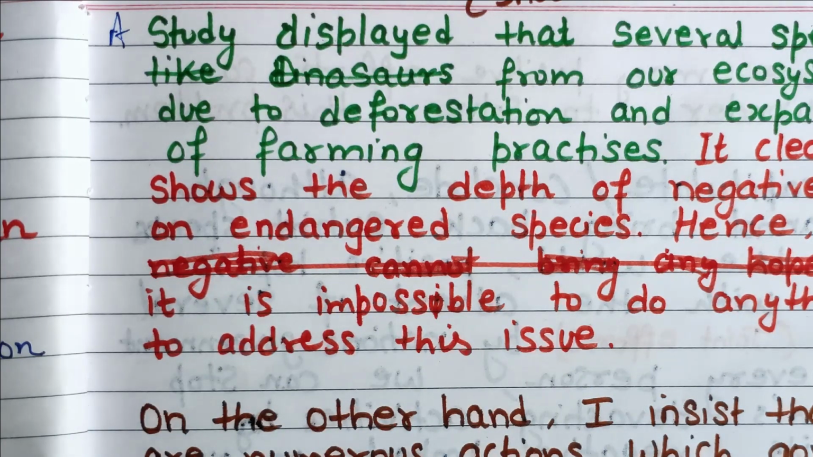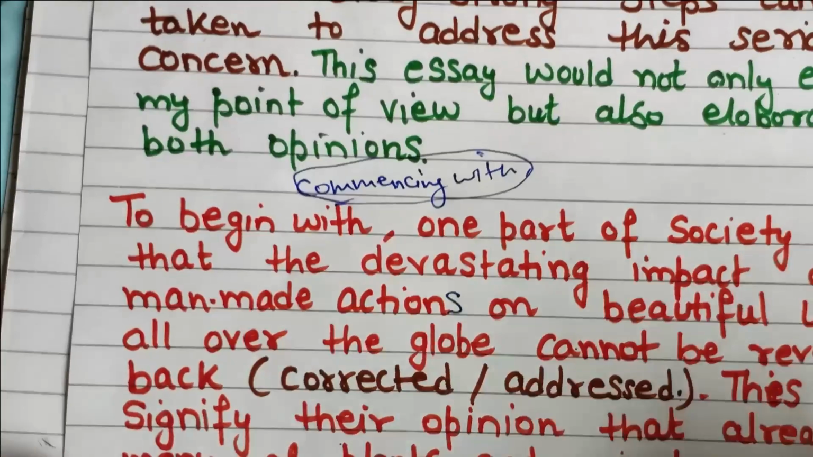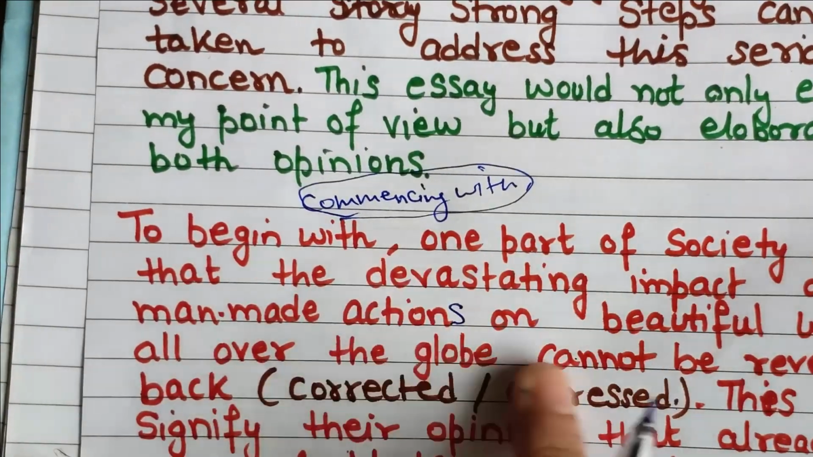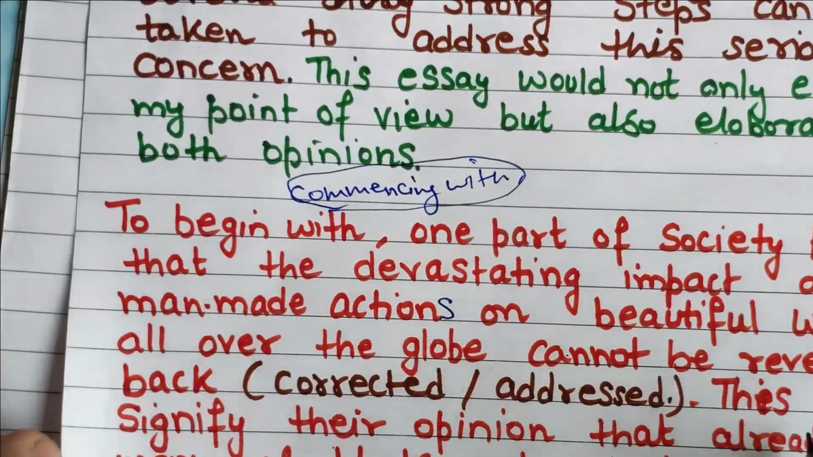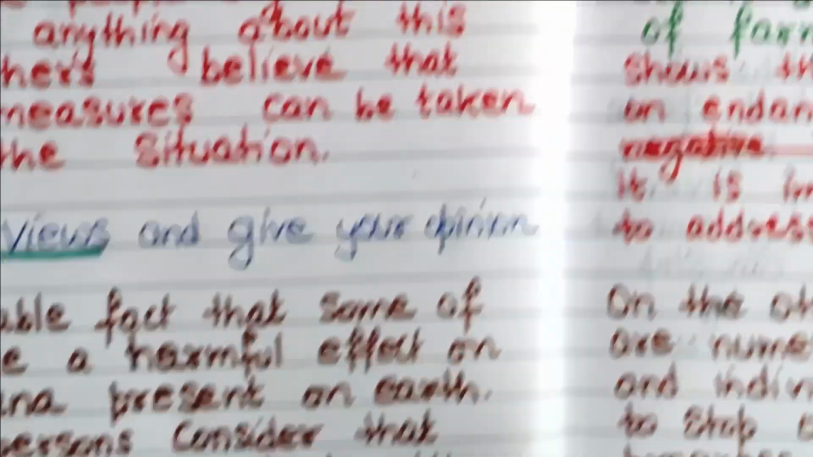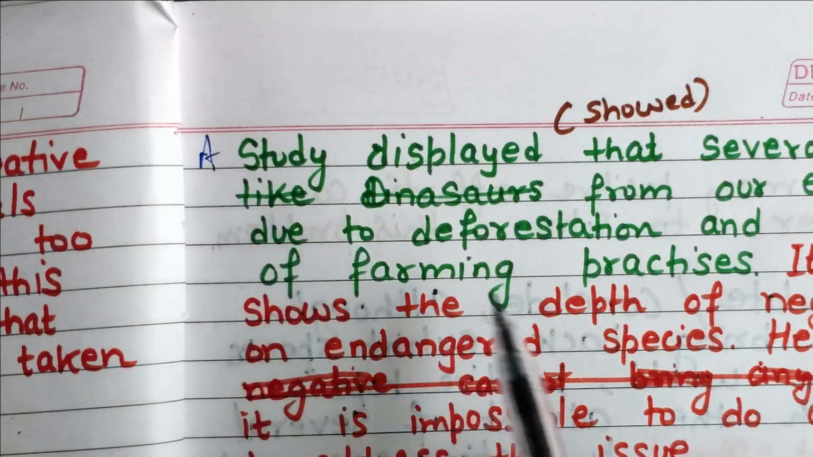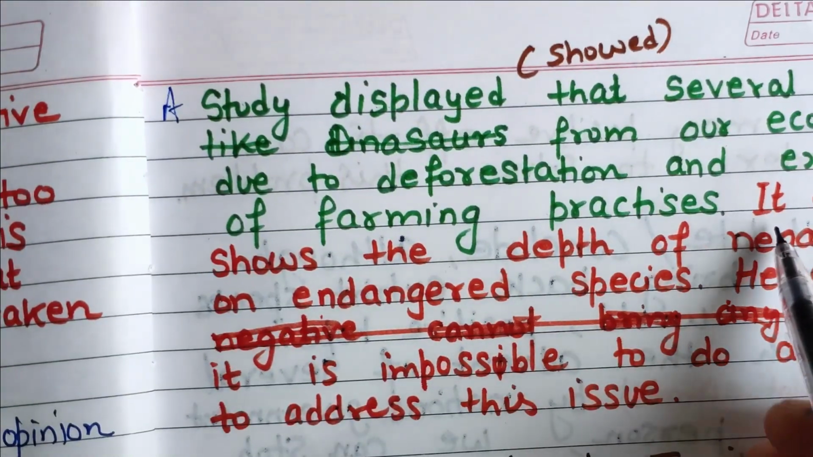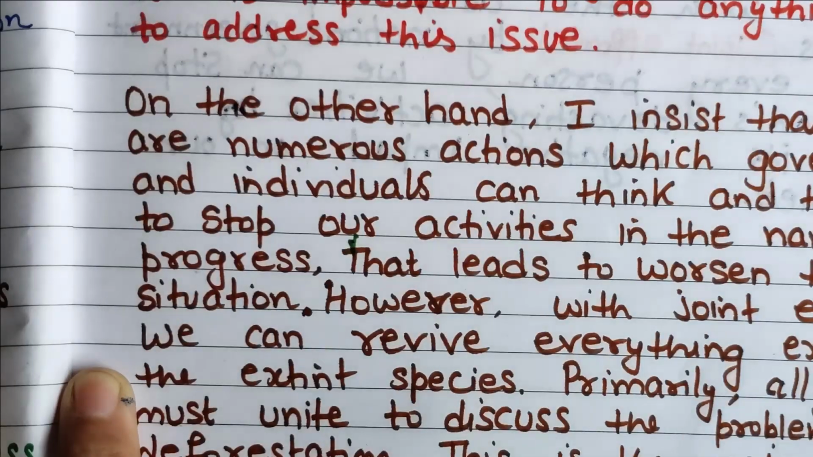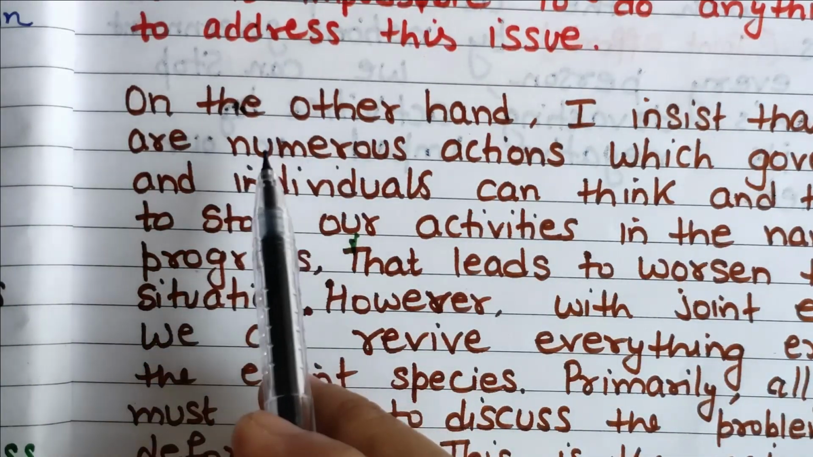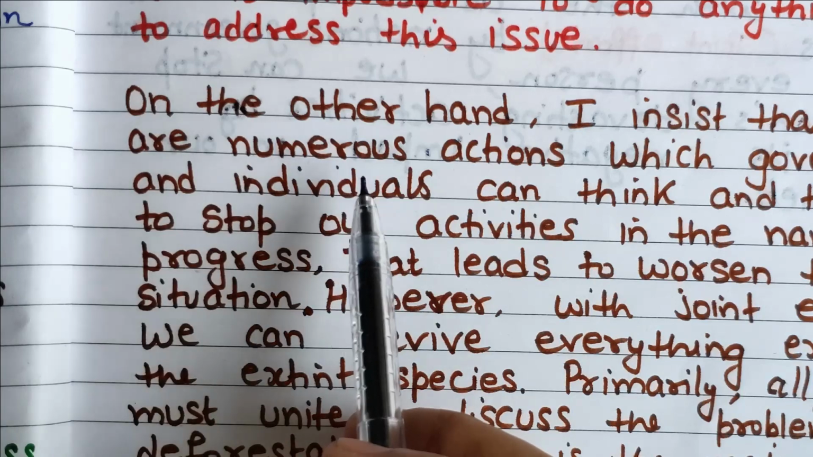Now, how I have started this paragraph: to begin with, presenting the point of view and explaining the things, an explanation sentence from here, and an example is there. And how I have finished this paragraph, it is important. Now come to body paragraph two, where I am supporting this point.